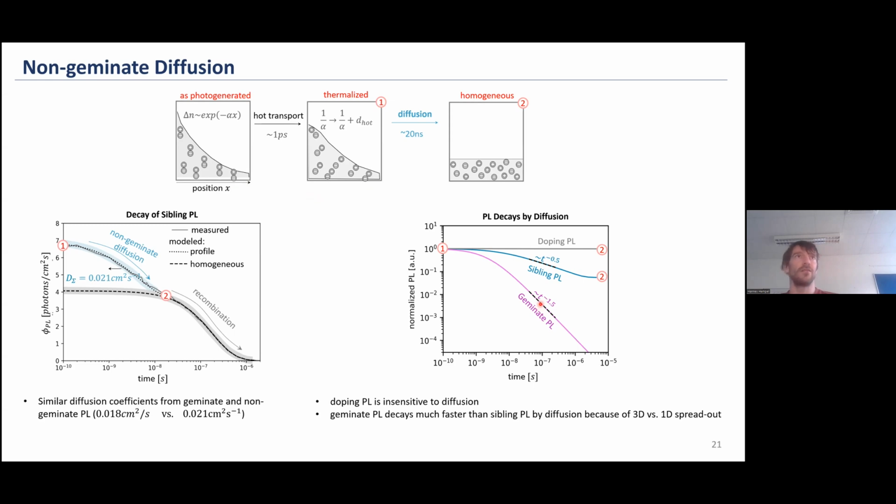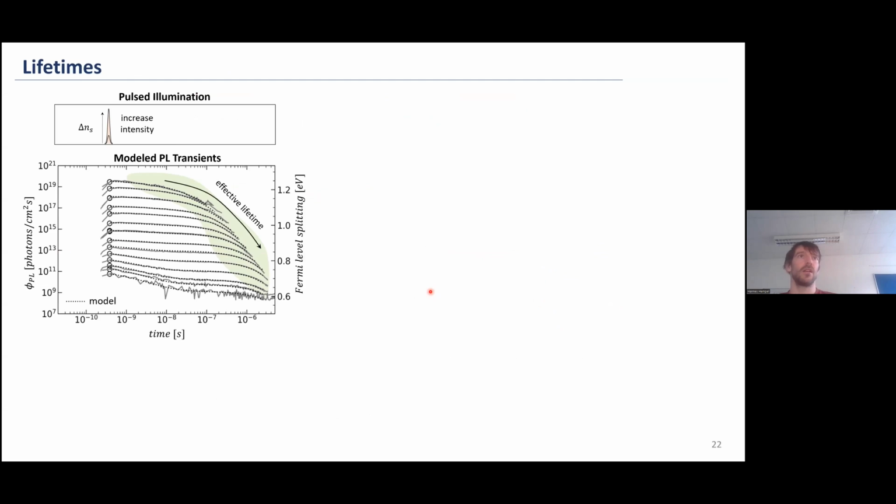Okay, now we're leaving the realm of the transport, which we measure, and we are going to charge carrier recombination. We're back at our transients here. Now what I did is I not only modeled one of these transients, but I put them all into one model. The later times are all controlled by the recombination, and from this you can get the effective lifetime.